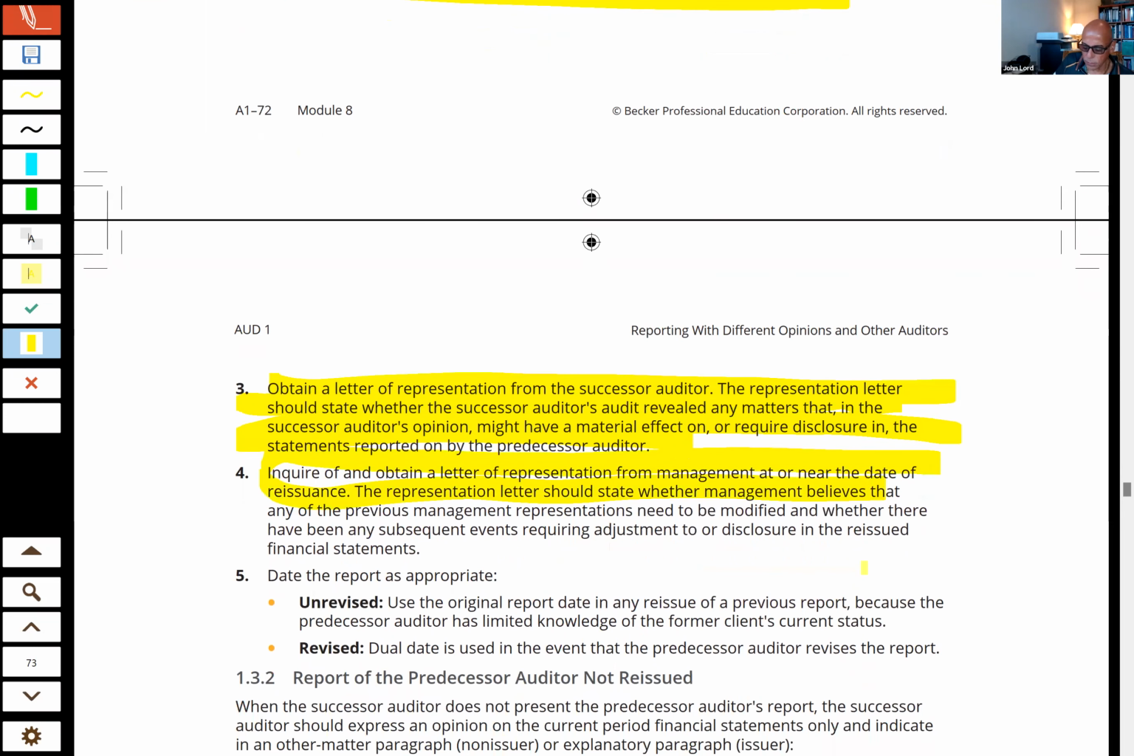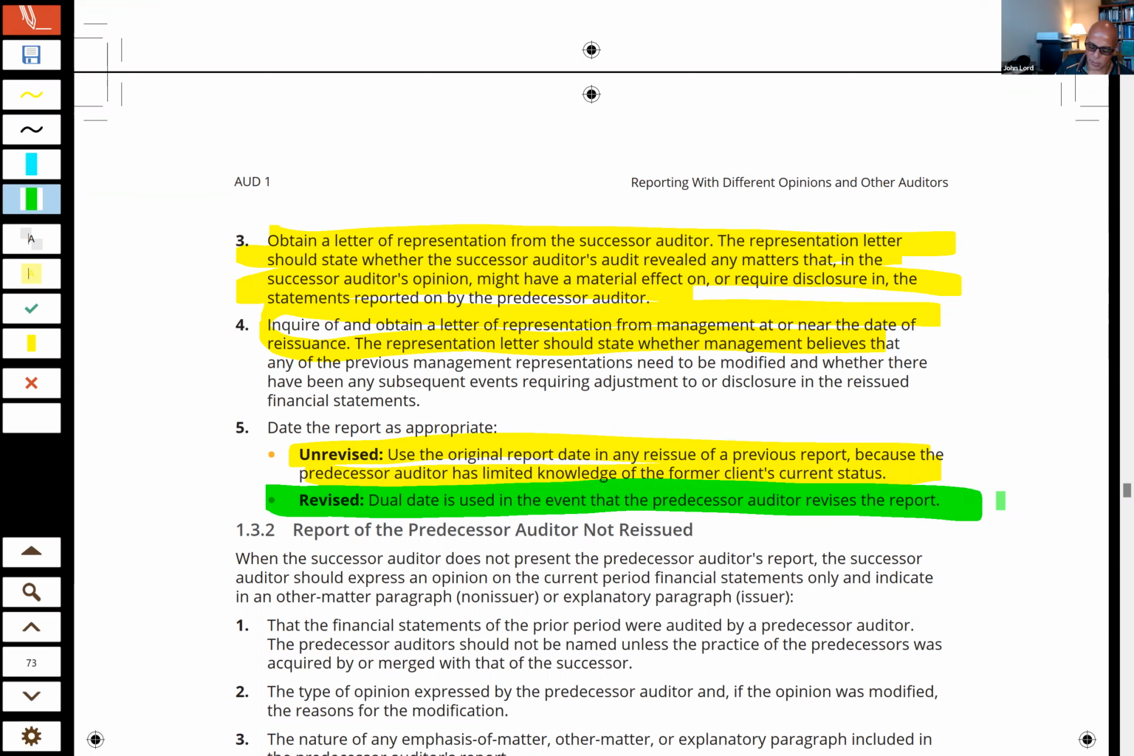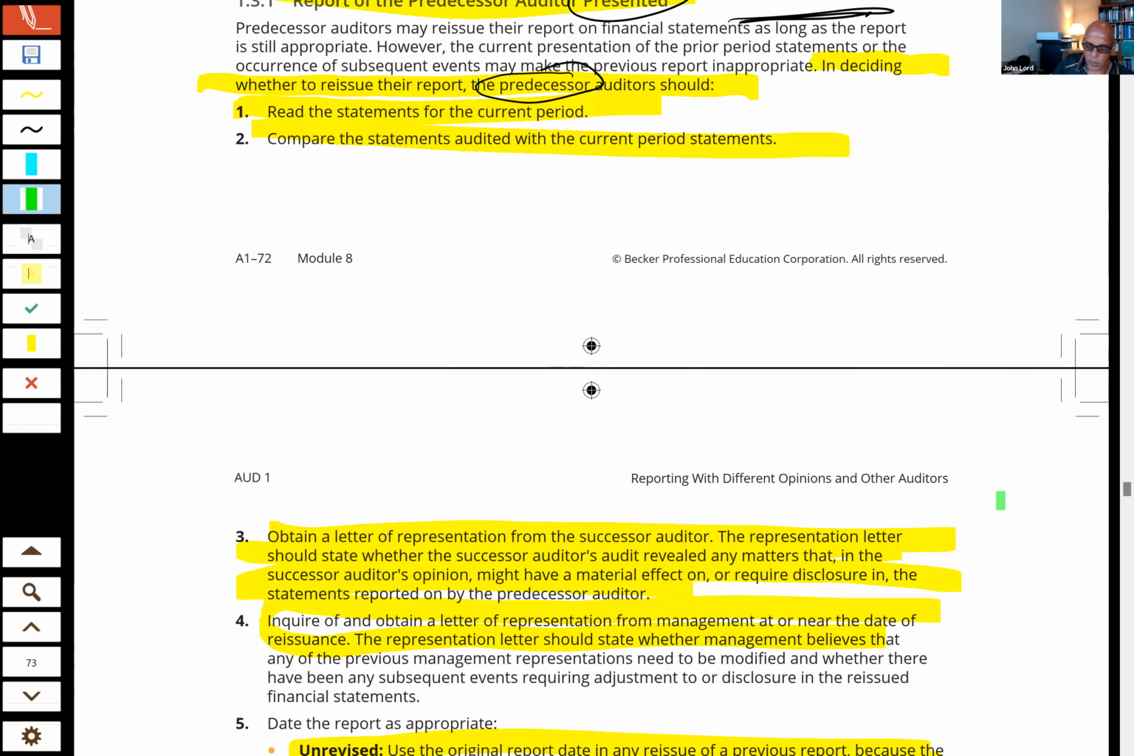And if you get all of those things, then you can go ahead and either issue the report unrevised because you still think everything's okay, or you may say, oh, okay, well, now I know there was a matter that should have been raised in the previous report, so I'm going to revise it. Okay, so go ahead and flashcard the responsibility of the predecessor.